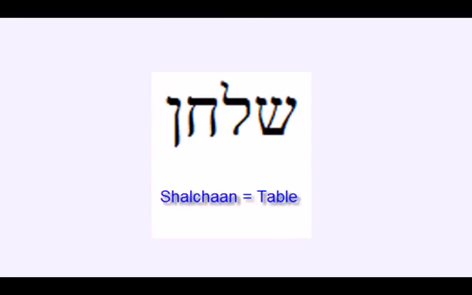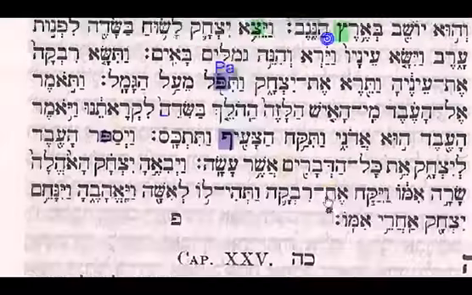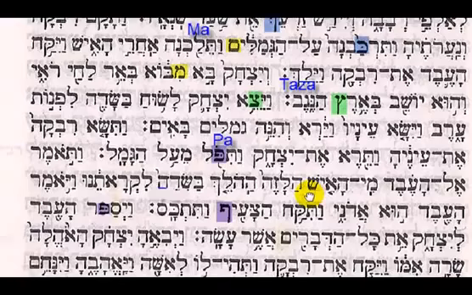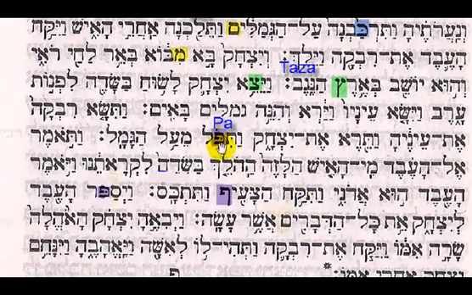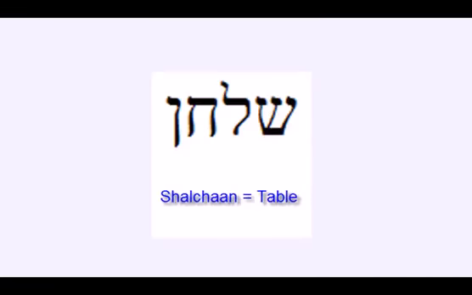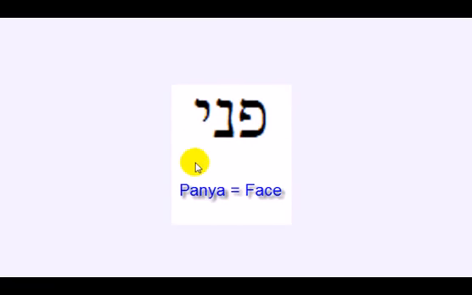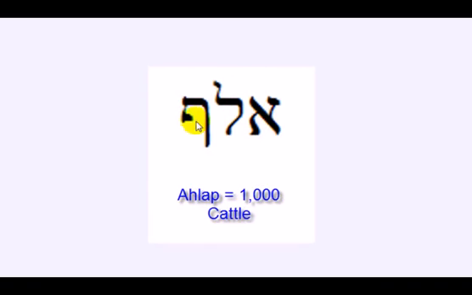Now going back here, the next one that we got is a pa. That's the regular pa, and that's the final pa. I'll give you an example of that. This is the word panya, which means face. The pa is at the beginning, so you would use this regular pa. Even if the pa was in the middle, you would use the same pa. But now when the pa is at the end, you would use the final pa.